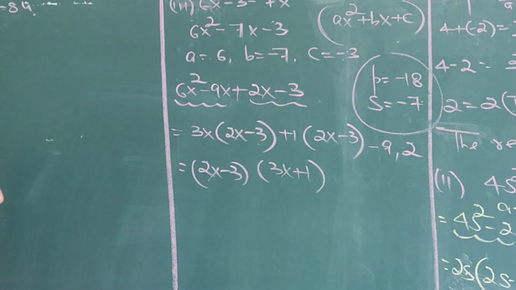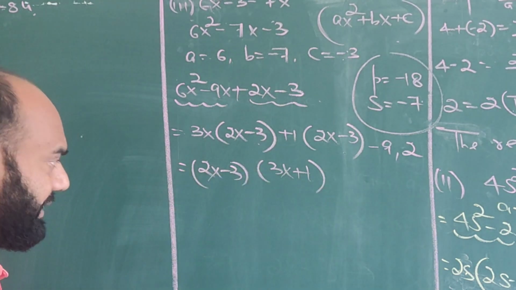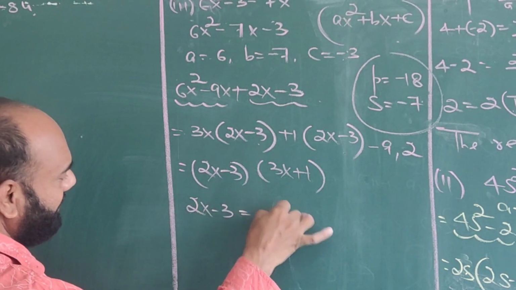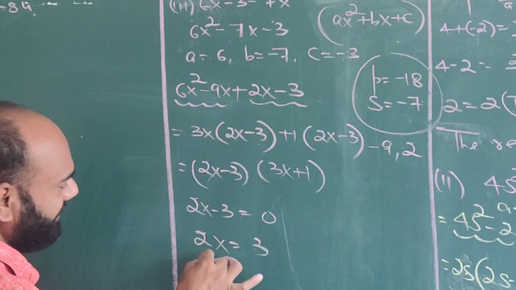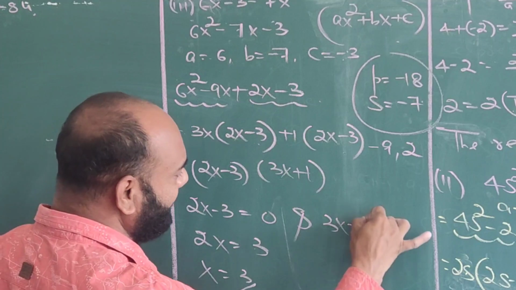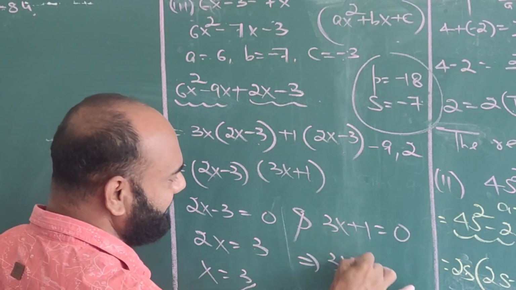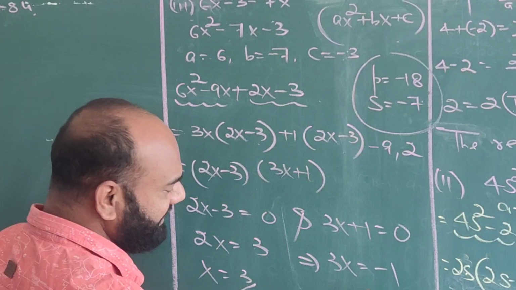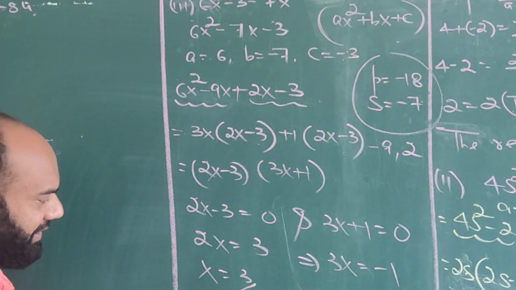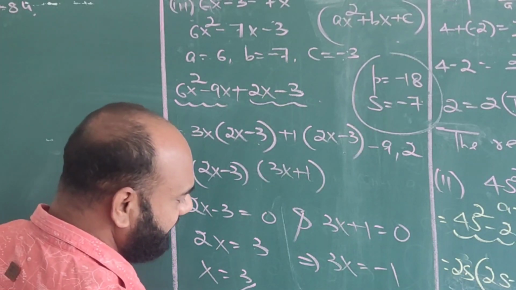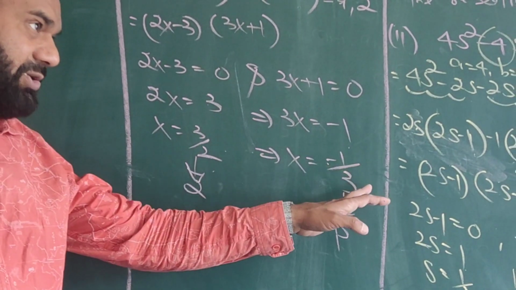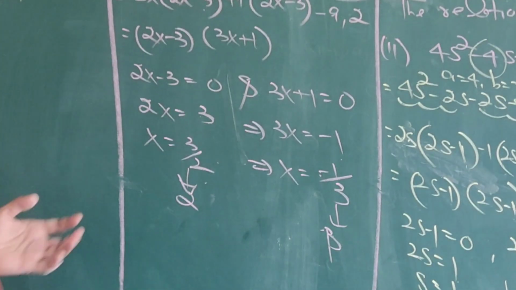Now we find the zeros by putting these two factors equal to 0 turn by turn. When we put 2x minus 3 equal to 0, therefore 2x is equal to 3, therefore x equals 3 by 2. And when we put 3x plus 1 equal to 0, this implies 3x is equal to minus 1, this implies x equals minus 1 by 3. Of these two zeros, one is said to be alpha and the other is beta. It depends upon our side. We take this as alpha and this as beta.